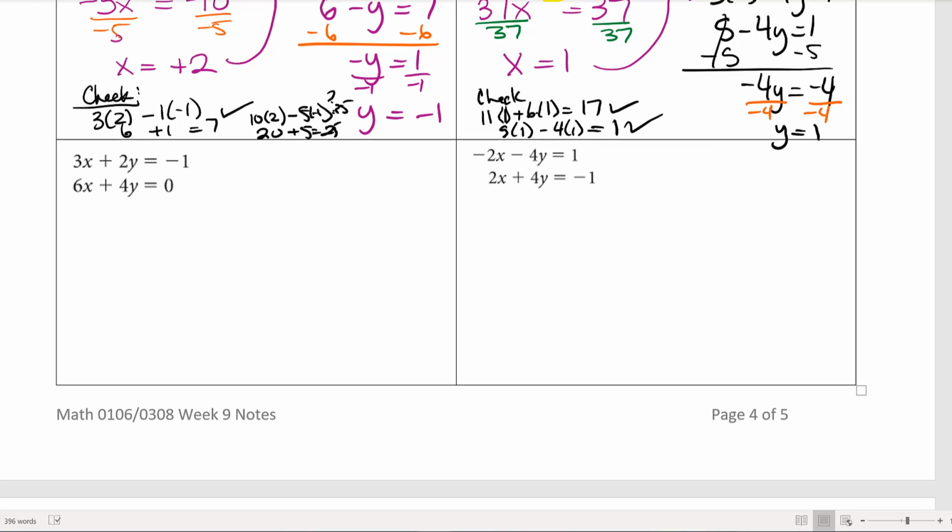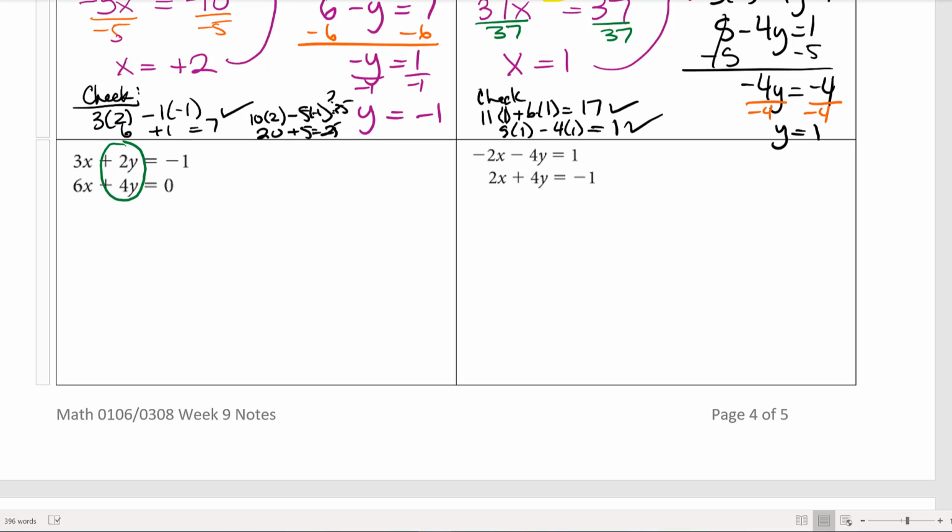Okay, on our last problems, we have the variables lined up, so that's already done. Step 1 is already done. Step 2: decide which variable you want to eliminate. They're both pretty small. Let's go with the y's again, because 2 and 4 are smaller than 3 and 6.